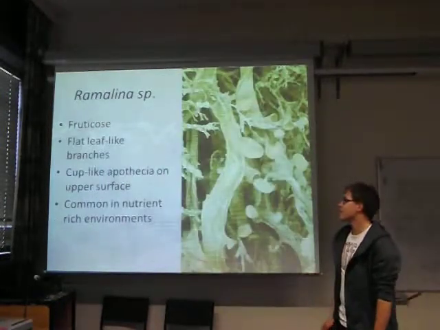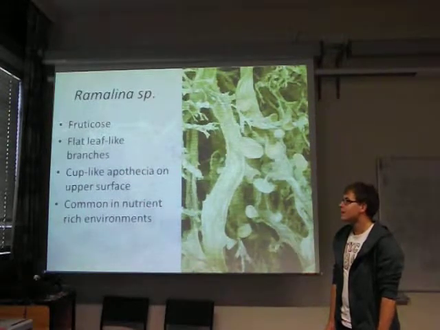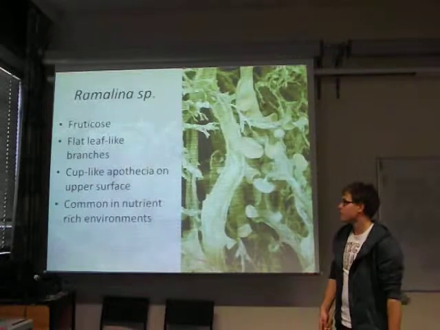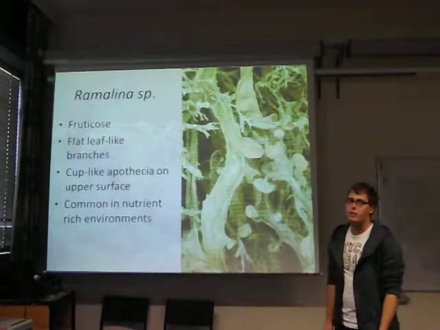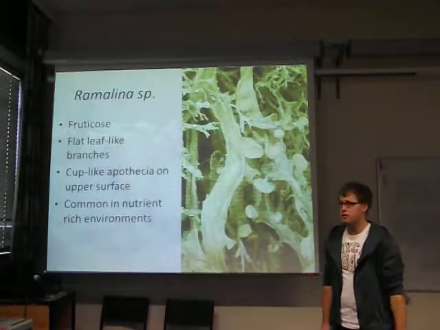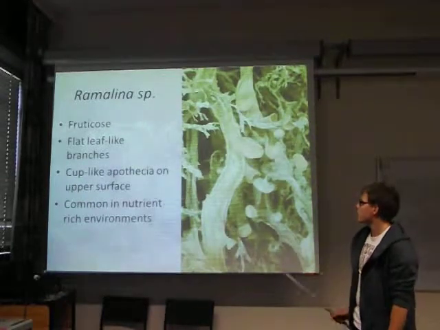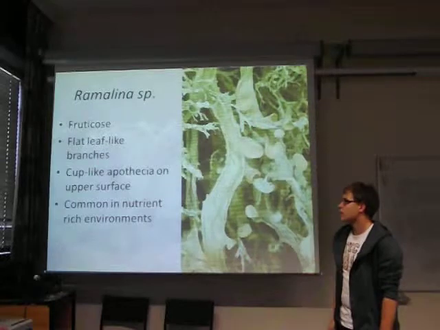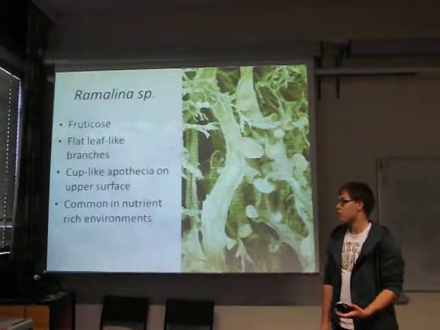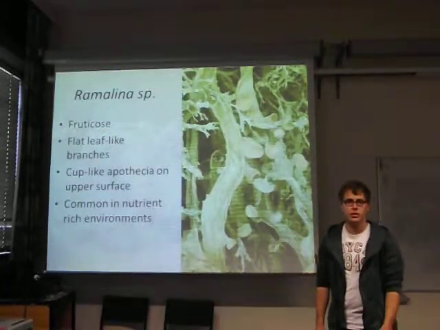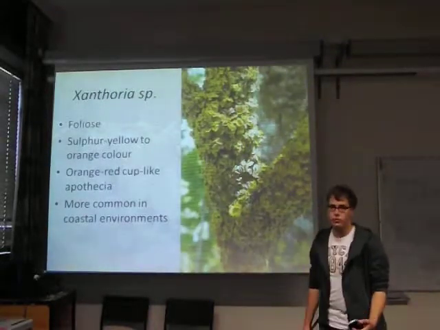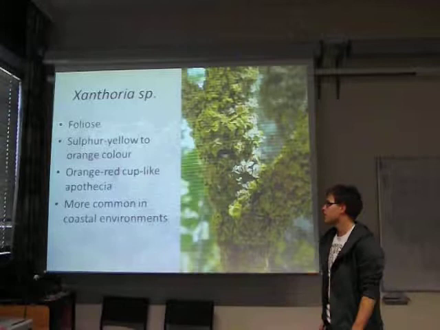The other species we used was Ramalina. It's fruticose, similar to Usnea, a bushy kind of lichen, except it has flat branches rather than cylindrical branches. It's got cup-like apothecia, which are the reproductive structures of the lichen. It's more common in what I thought were more nutrient-rich environments, areas where there's a lot of fertiliser, and it doesn't show up so much where Usnea, the first species, exists.